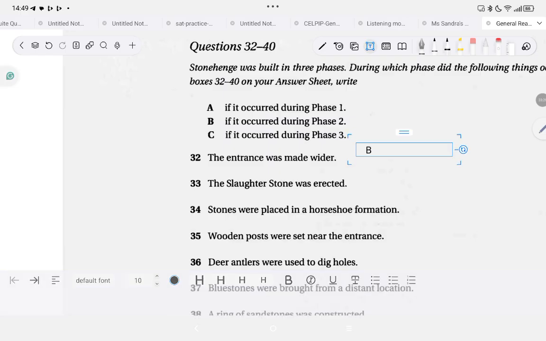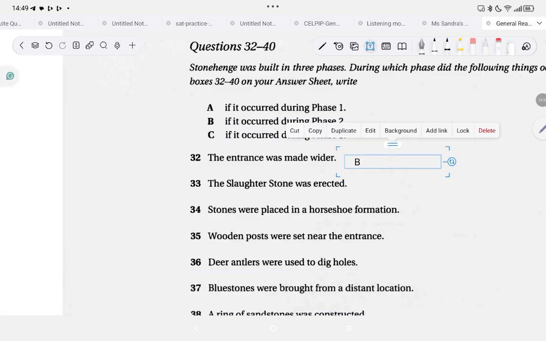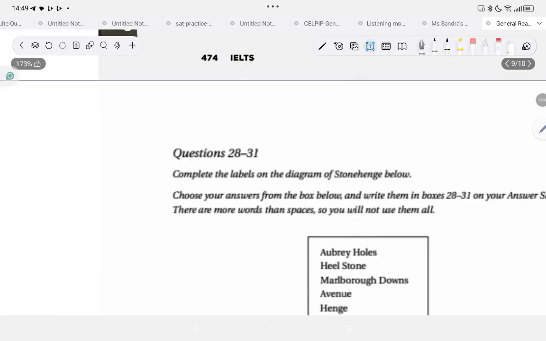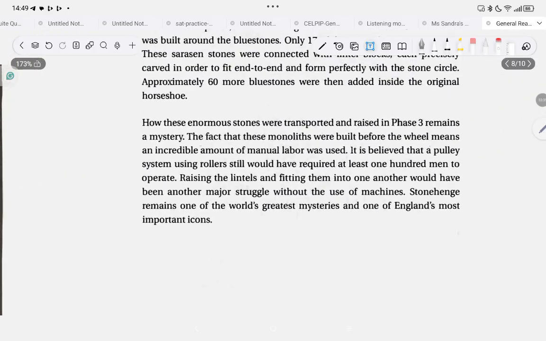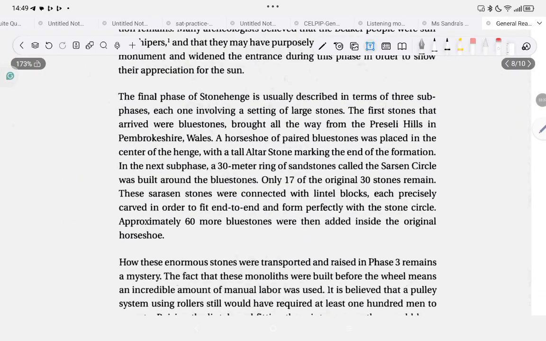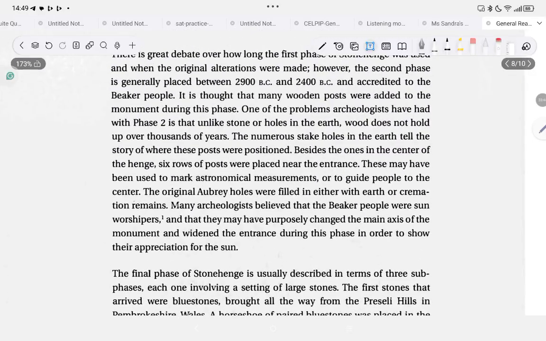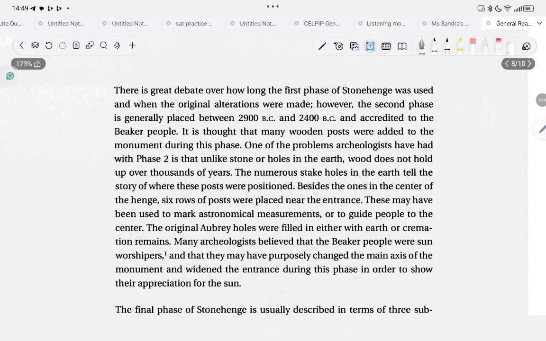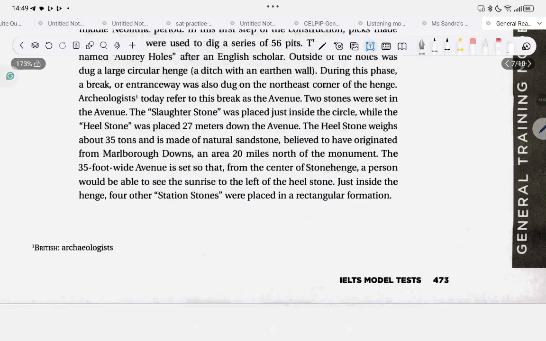Be careful when answering. The slaughter stone was erected. So we're looking for the slaughter stone and when it was erected. Was it erected in phase 3? I can't see the slaughter stone in phase 3. So let's move on. Phase 2, slaughter stone. I don't see it. Let's check phase 1.